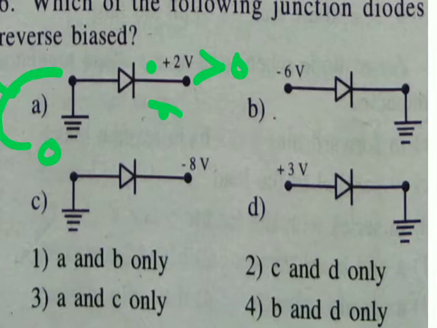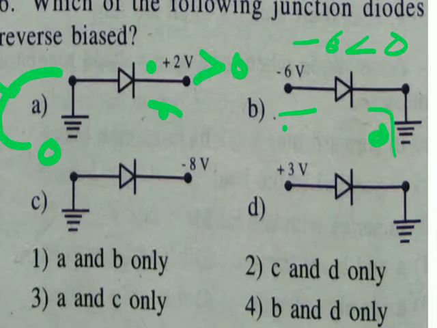And see option B, ground 0, and this is minus 6. Minus 6 is less than 0, so low potential is connecting to the diode positive region, high potential is connecting to the diode negative region, so option B is also right.